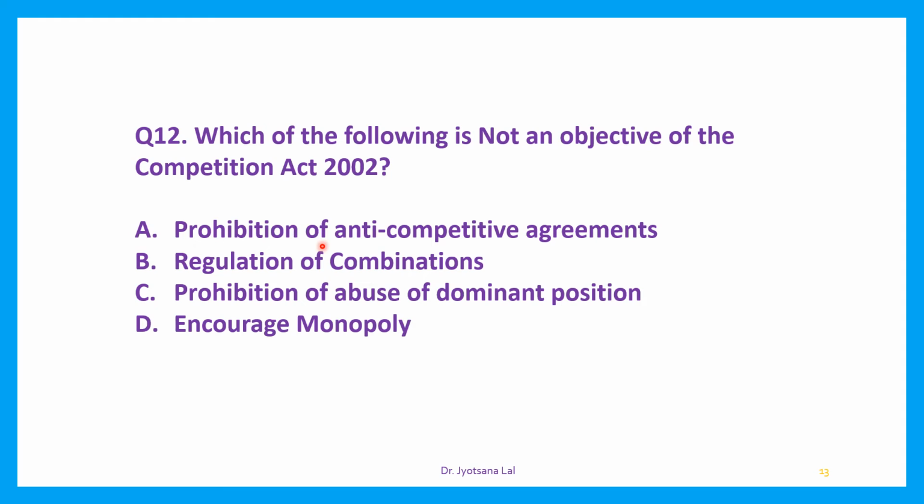Option A, prohibition of anti-competitive agreements. This is the objective of this act. Regulation of combination. Yes, this Competition Act tries to control the monopoly power. So this is also the objective of act. Third, prohibition of abuse of dominant position. Yes, this is also the important objective of Competition Act.